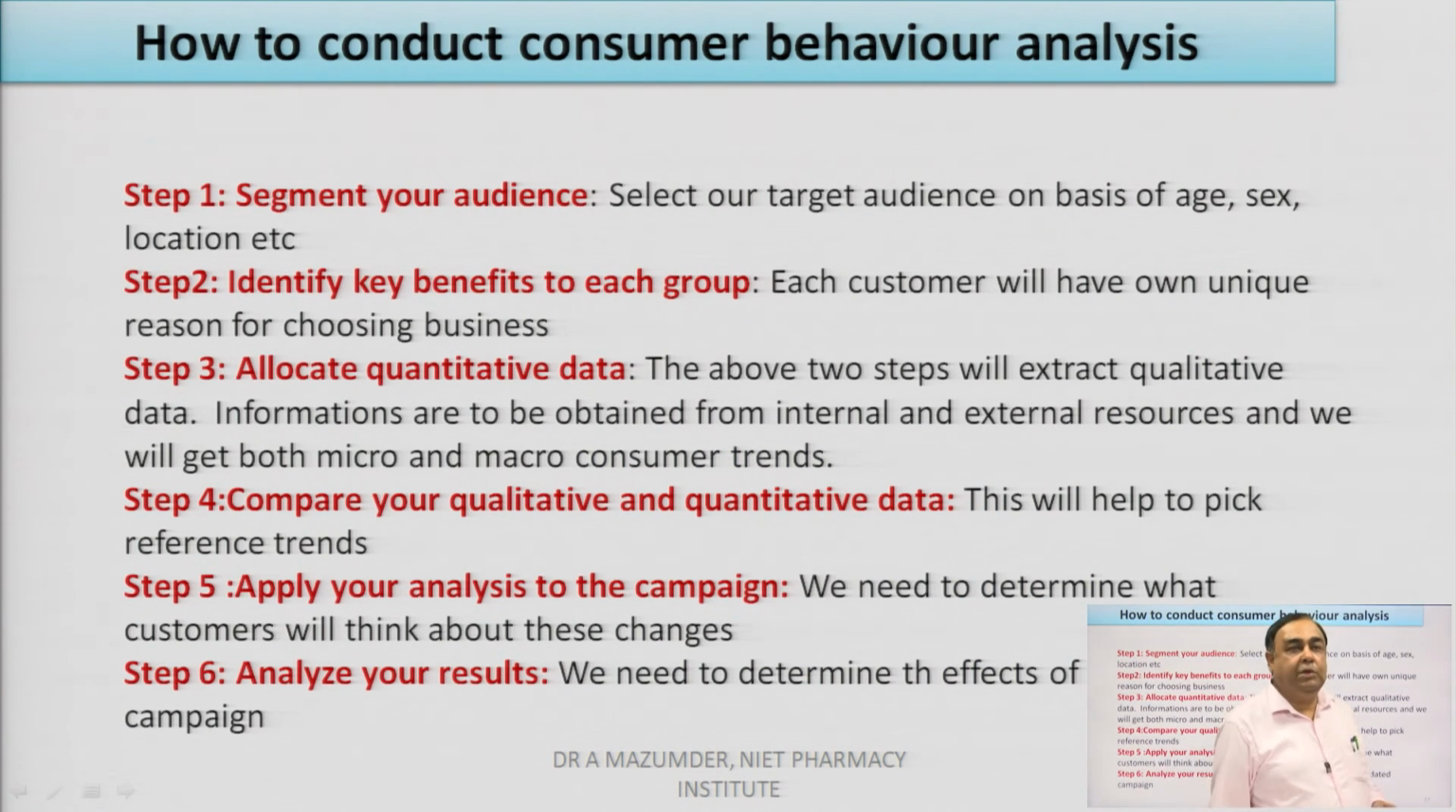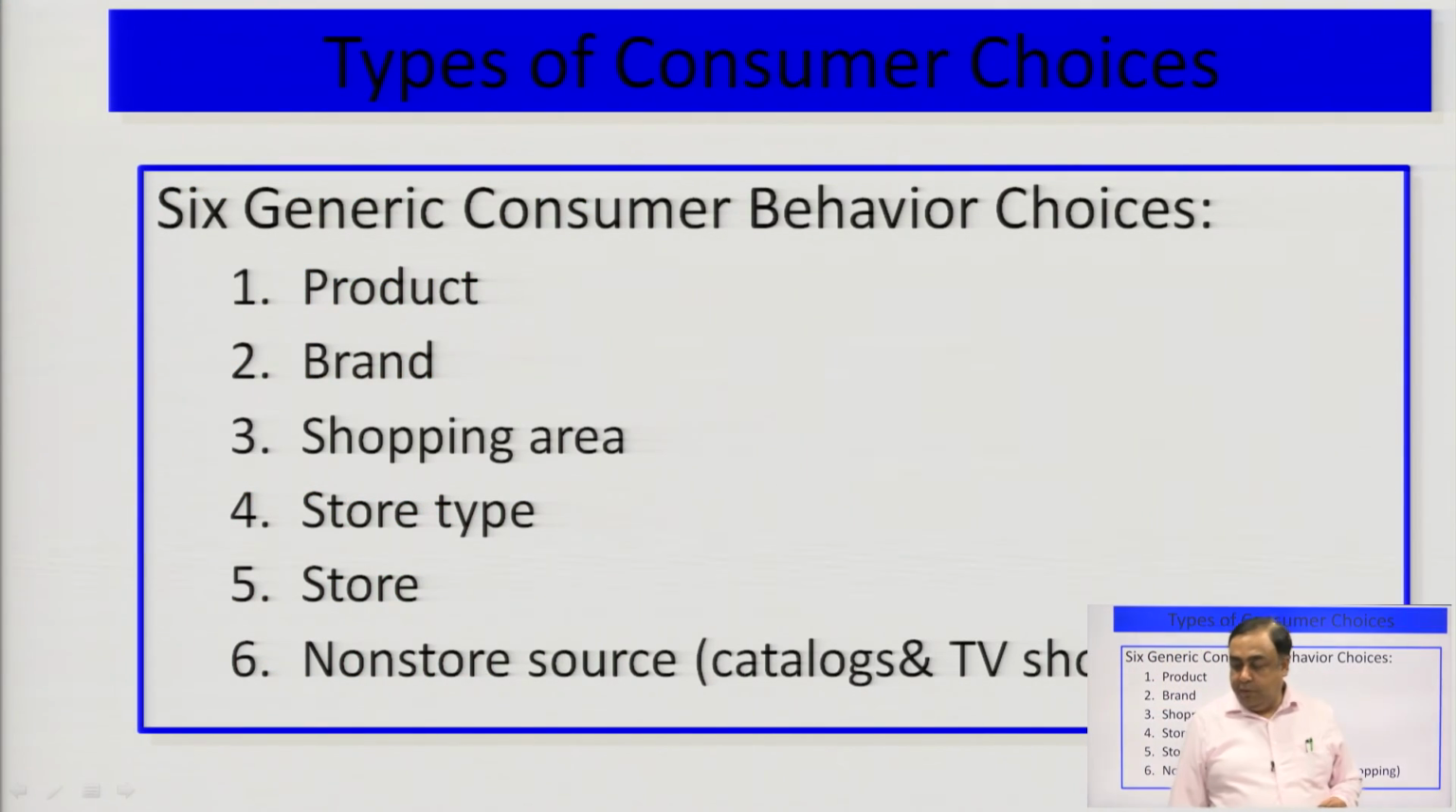How to take a consumer decision? First of all, you have to select your audience. Second, identify the key benefits to each group. Allocate quantitative data. You have to generate as much data as possible. Compare your qualitative and quantitative data. Apply your analysis to the campaign, and finally take a decision. These are the various steps which we conduct for consumer behavior.